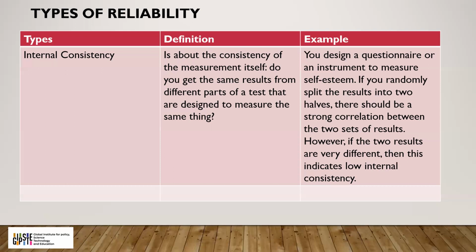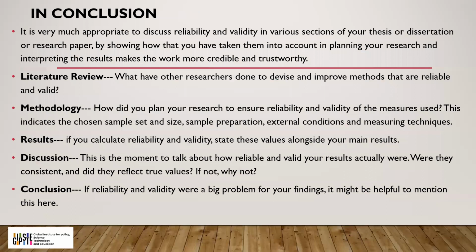In conclusion, it is very appropriate to discuss reliability and validity in various sections of your thesis, dissertation, research paper or project by showing how you have taken them into account in planning your research process and interpreting the results. It also makes the work more credible and trustworthy. In the literature review, you can look at what other researchers have done to devise and improve methods that are reliable and valid.